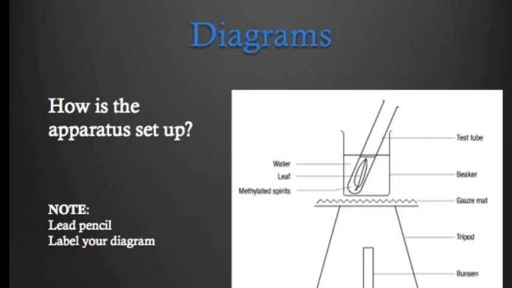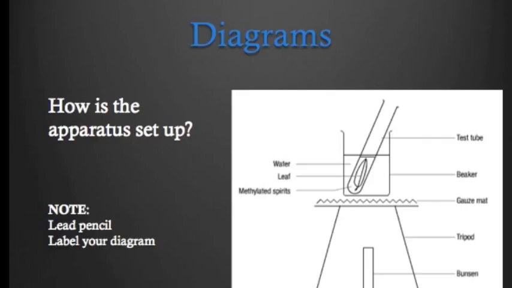Sometimes a diagram is provided to show the reader how the experimental apparatus is set up. You need to make sure of a couple of things when using diagrams. Firstly, you need to use pencil to draw your diagram, and secondly, you need to label your diagram. You can see in this diagram example here, it's a nice neat drawing with some nice labels there of things like the test tube, the beaker, the gauze mat, and the Bunsen burner.